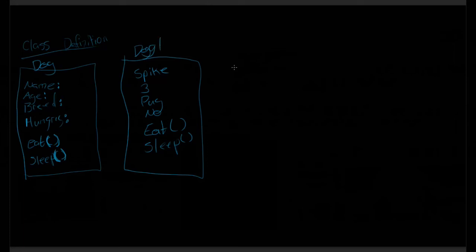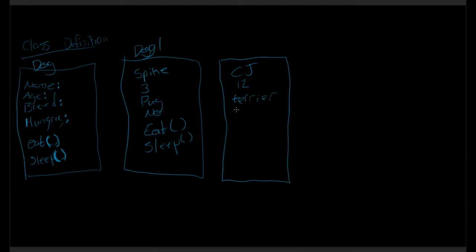So if we create another object, it's once again going to go to that blueprint and it's going to create another dog, and let's just call this one maybe CJ, and he is a terrier. Well, we need age next, which is 12. He's an old dog. He's a terrier. Is he hungry? Sure, let's make him hungry. Why not? And then of course we get the eat and the sleep.